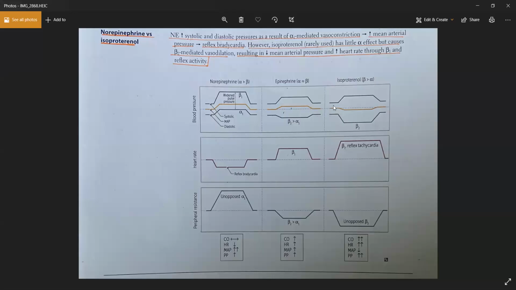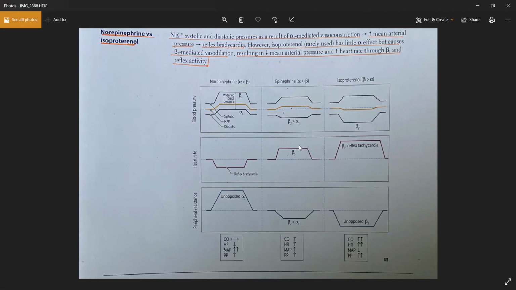As you can see, the pulse pressure is the difference between the systolic blood pressure and the diastolic blood pressure. See, the difference is too much. In case of epinephrine, epinephrine has alpha 1, alpha 2, beta 1 as well as beta 2 effect, right? So in case of blood pressure, what is going to happen? The beta 2 effects would predominate, and you will get a slight vasodilation because the alpha effects are also there.